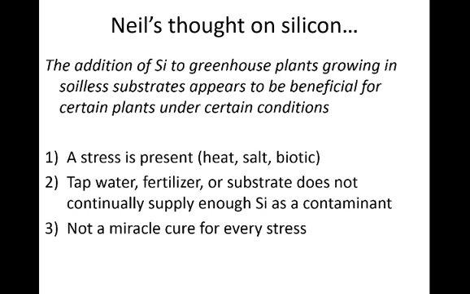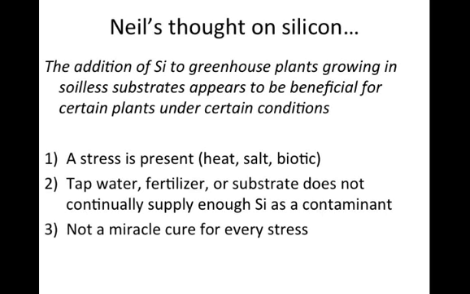So to conclude my talk, my thoughts on silicon are that adding silicon to the greenhouse for plants growing in soilless substrates appears to be beneficial for certain plants under certain conditions. So it doesn't seem to be a miracle cure that improves growth and does all of these marvelous things for all plants. But through our experiments, at least, it seems to be useful for some plants when a stress is present, such as heat or salt stress.